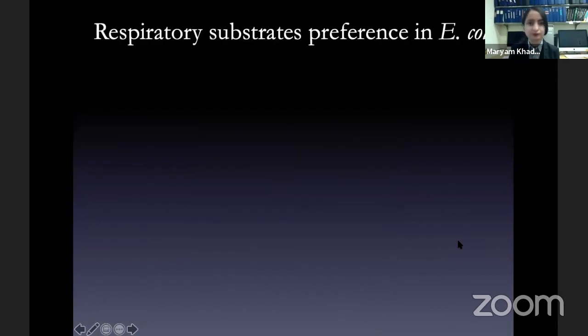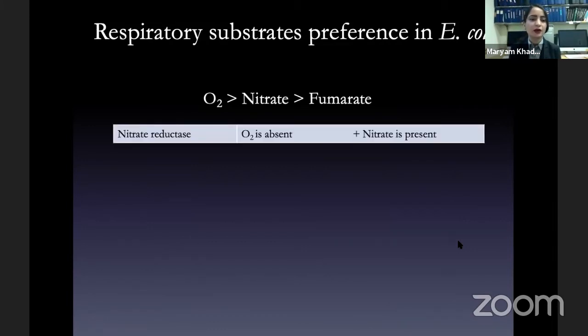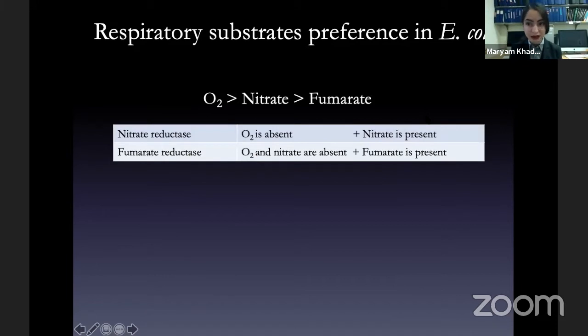To put it into context, I will show you the preference of E. coli for respiratory substrates. We know that E. coli likes oxygen more than it likes nitrate and more than it likes fumarate. Now, nitrate reductase, which is needed for using nitrate as the electron acceptor, is expressed only when oxygen, which is the better substrate, is absent and when nitrate is present. Fumarate reductase is expressed only when oxygen and nitrate are absent, which are the better substrates, and fumarate is present.